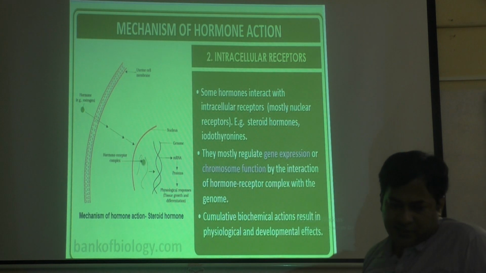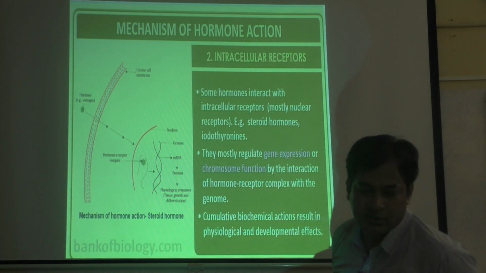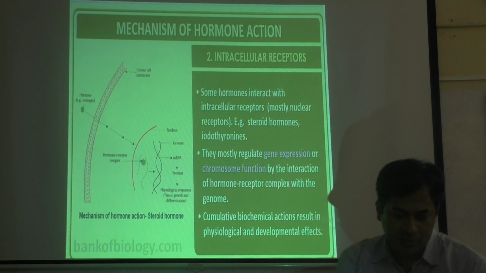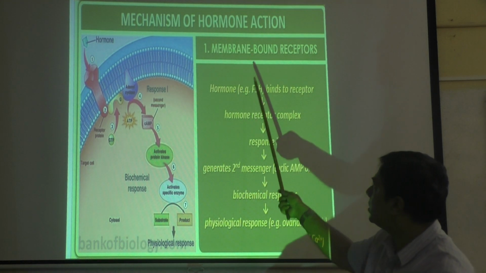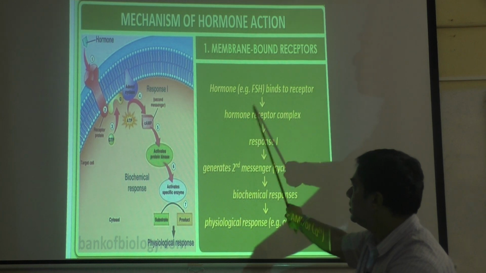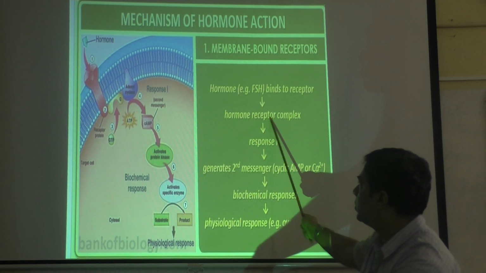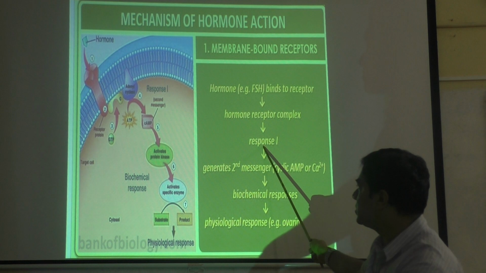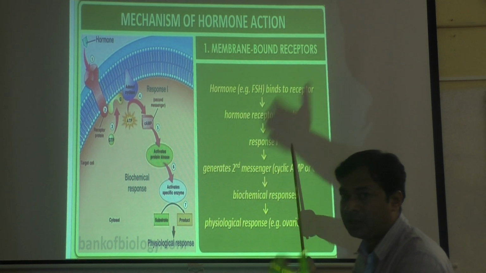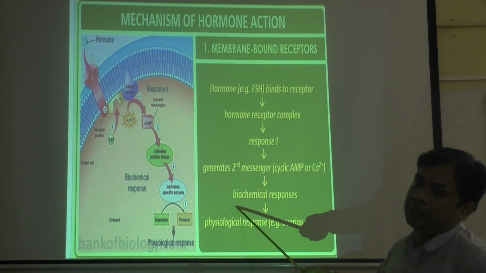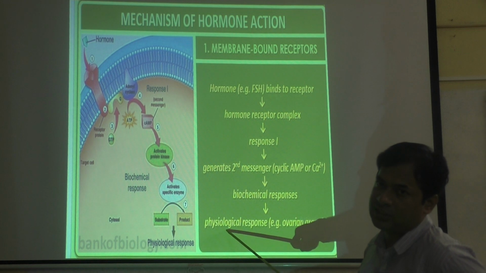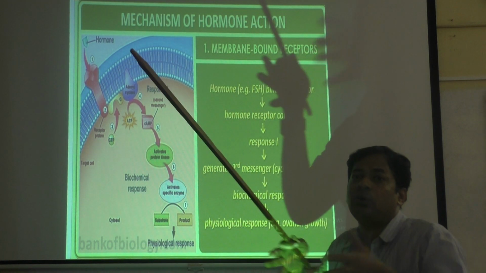Then what if it is an intracellular receptor? What we have learned previously is the membrane bound receptor. What does a membrane bound receptor do? The hormone binds to the receptor of the membrane, then a hormone receptor complex is produced, then it produces response 1 which generates secondary messengers like cyclic AMP and calcium, then that brings a biochemical response that produces a new chemical, and that new chemical will bring a physiological change, that is the ovary starts growing.